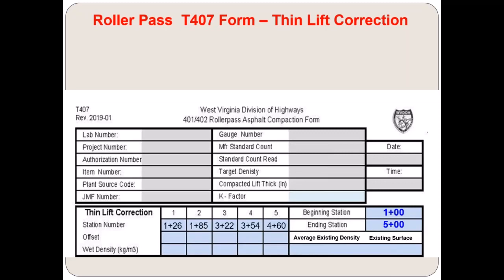We run our random numbers to come up with station numbers to take our test. We figure our offsets. We figure what type of surface we have. We keep that recorded. In this situation, we're going to use an unmilled surface. We find our 5 density tests. We average those together, and for this example, we come up with 2176.